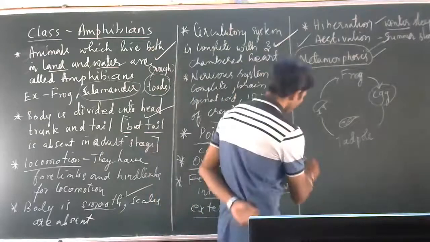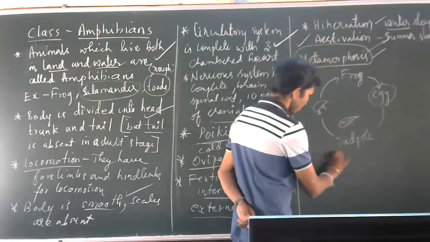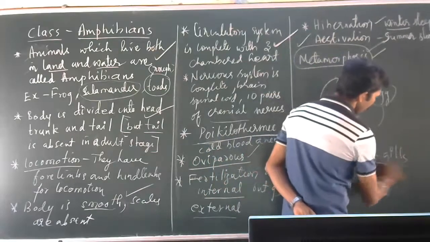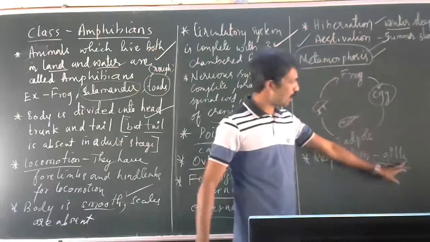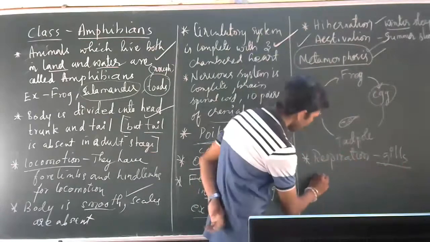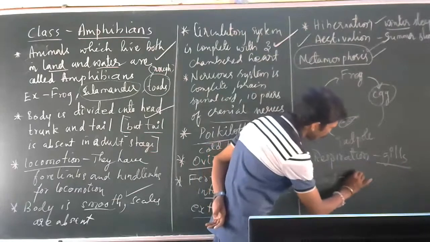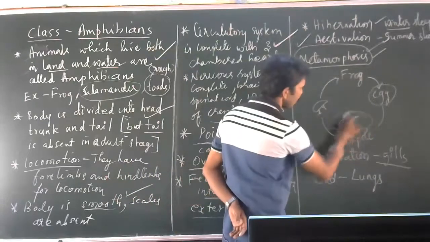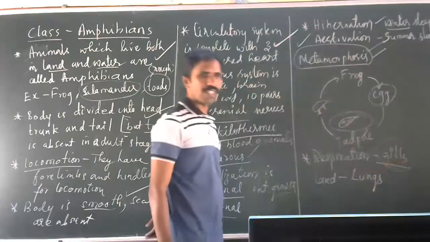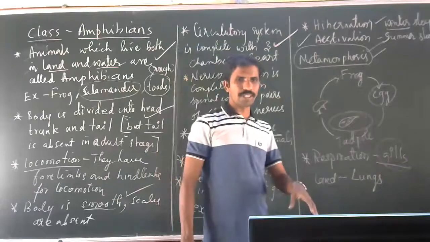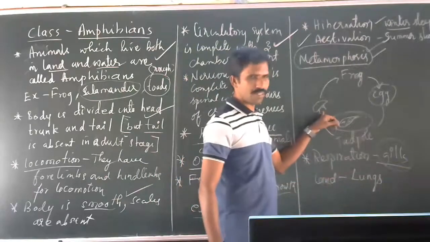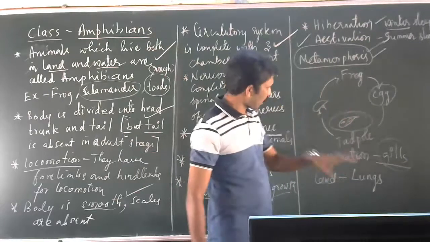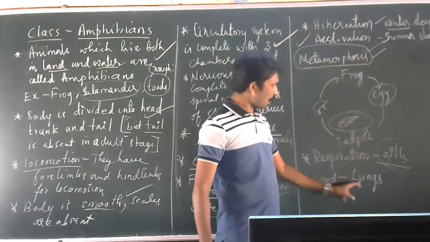Then one more important thing I did not tell you: respiration. Breathing happens by gills in the water. When they are on land, their lungs help. In the tadpole stage, gills help because they are in the water. Slowly the legs appear, forelimbs and hind limbs appear, and they convert into an adult frog. The adult frog has lungs for breathing.